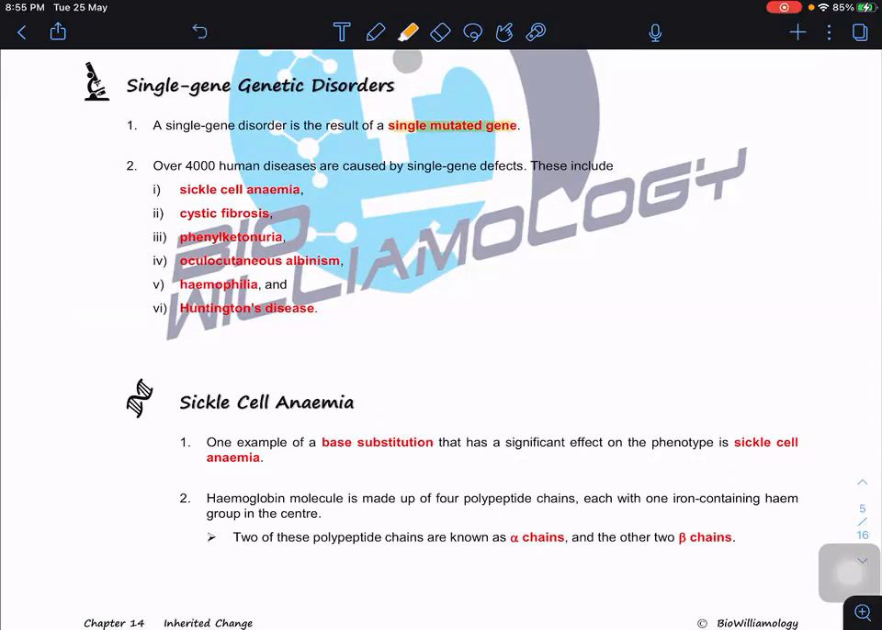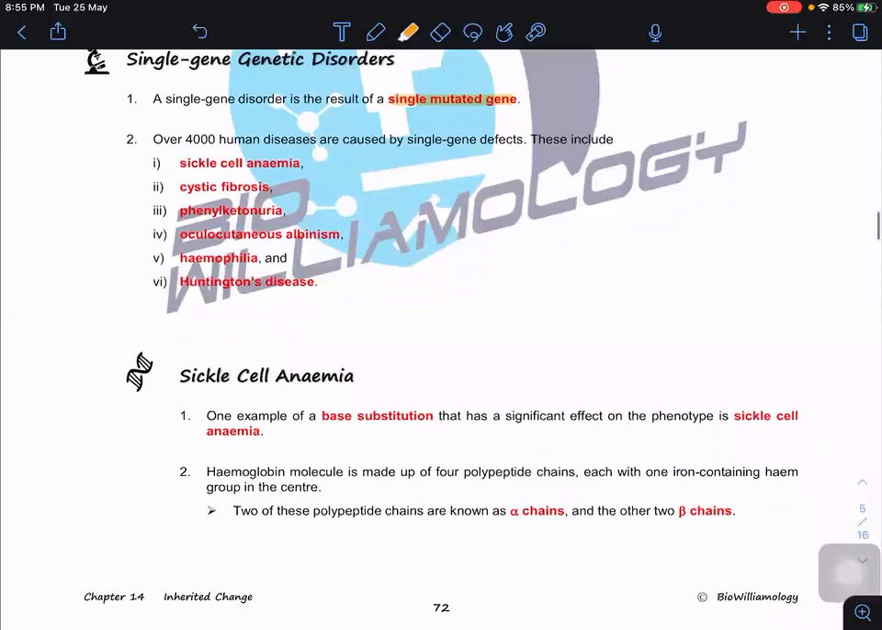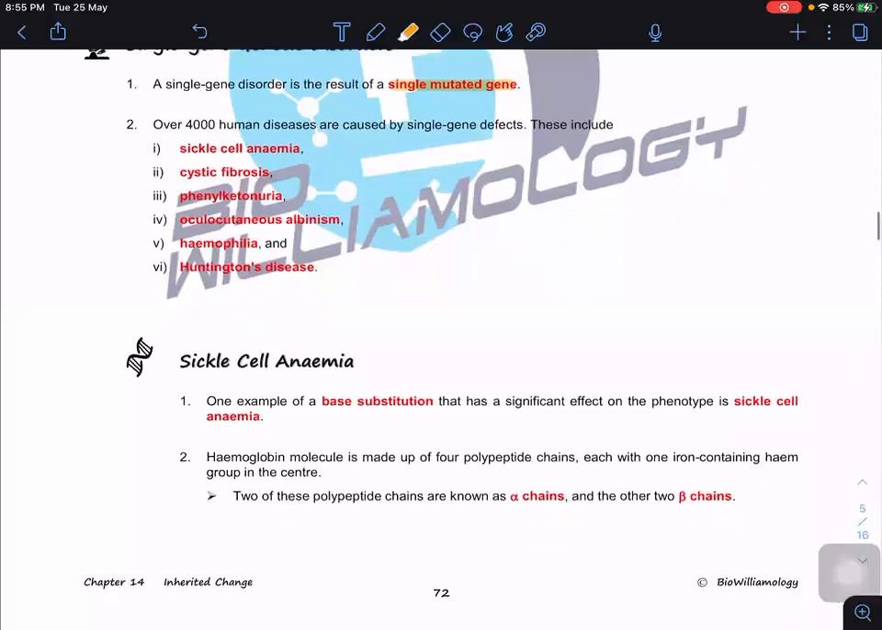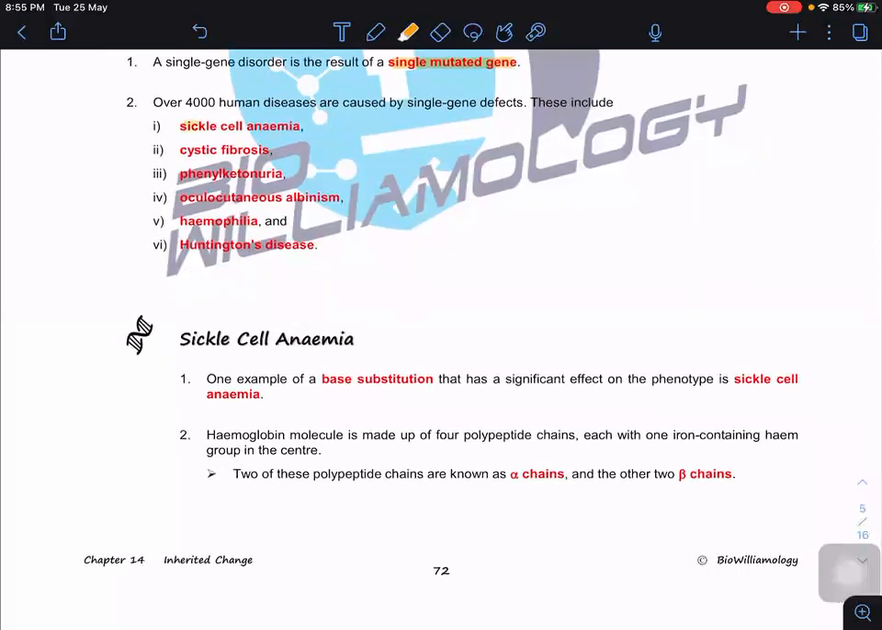Because one gene mutated, we look at the particular points where the mutation actually takes place. About 4,000 human diseases are caused by single gene defects. But what we're going to look at here is sickle cell anemia. This one we have learned before, because of this HbS. We have gone through this sickle cell anemia quite many times.